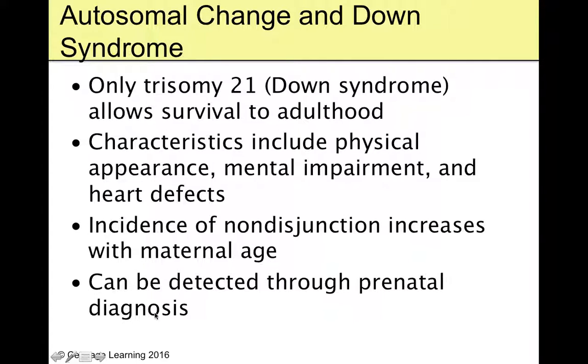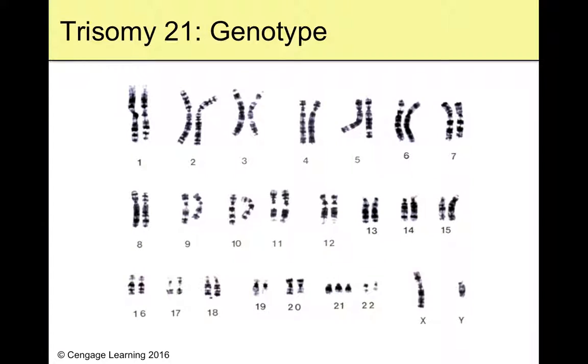This can be detected through prenatal diagnosis, but whether you want that information and what you would do with it, that's up to you. And so here's your karyotype. The chromosomes are sorted by number and by size. So we have chromosome 1, 2 pairs, chromosome 2, 2 pairs, chromosome 3, 2 pairs. We're good, we're good, we're good, all the way down. Chromosome 20, 2 pairs, chromosome 21, 1, 2, 3. Trisomy 21. Chromosome 22, we're good. X, we're good. Y, we're good. We have a male with Down syndrome.